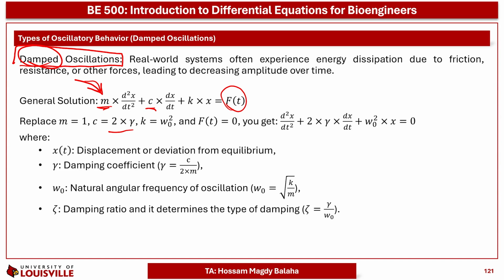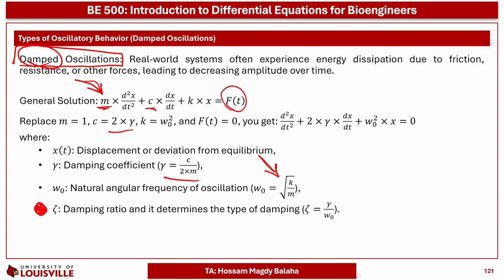Again, x is a displacement or deviation from equilibrium, gamma is a damping coefficient, and there is an equation here that calculates gamma using c and m. So if you have c and m from the original equation, you can substitute and get gamma. Omega naught is the natural angular frequency of oscillation and also can be calculated using this formula. And we will need zeta, which is the damping ratio, and it determines the type of damping, and zeta is calculated using gamma over omega naught.